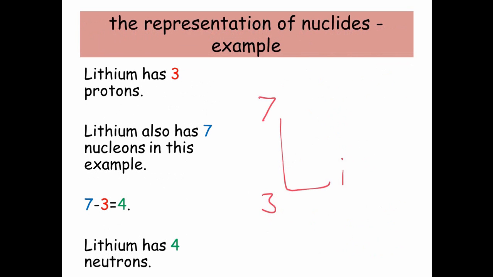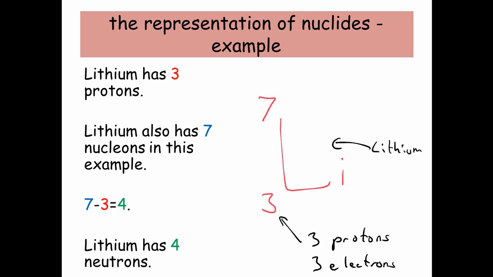So let's have a look at an example. Here we've got lithium, Li, and it's 7 and 3. So lithium has 3 protons. Lithium also has 7 nucleons in this example. So 7 minus 3 is 4. So therefore we know lithium has 4 neutrons. So there's Li, lithium. It's got 3 protons and also 3 electrons. It's a neutral atom as far as we know. And it's got 7 nucleons, and we know 3 of those nucleons are protons, so the rest, which is 4, must be neutrons.